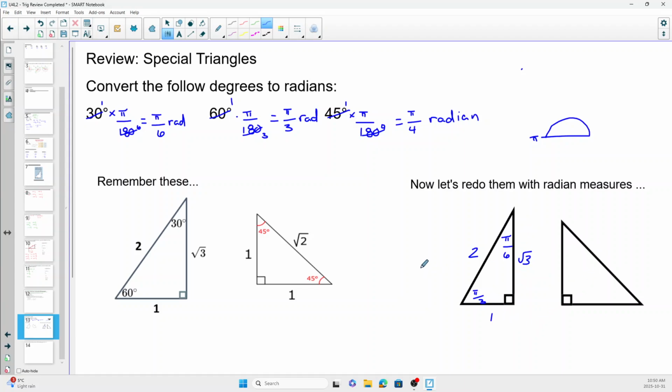On our other special triangle, which was previously our isosceles 45, 45, 90, we are now replacing that 45 degrees with pi over 4.